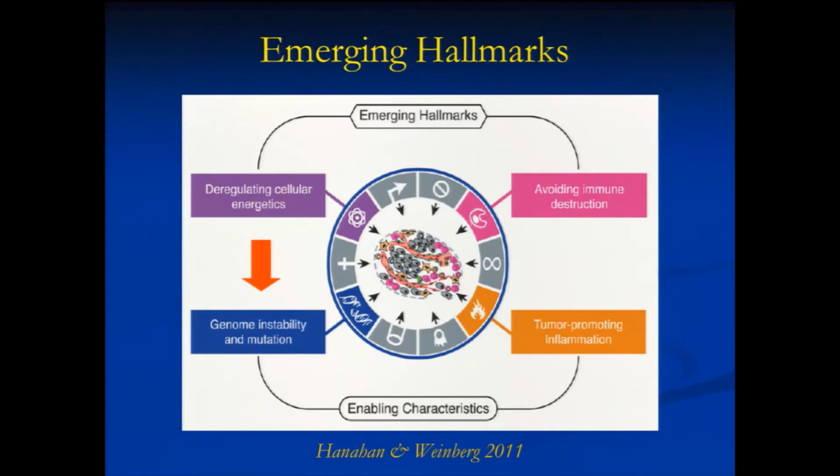And there is a relationship between these two because hyperglycolytic activity leads to tumor acidosis, which is a known cause of mutation and clastogenesis, genomic instability. A couple of the other ones, avoiding immune destruction and tumor-promoting inflammation, are interesting and are potential new directions that we can go in molecular imaging.